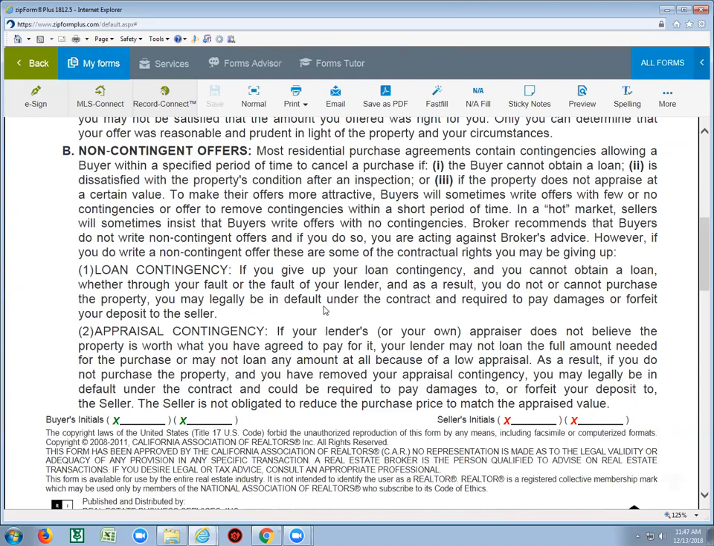So the broker recommends that buyers do not write a non-contingency offer, and if you do so, you are actually going against the broker's advice. I didn't force you to remove it; you want to get this property. I tell you, this is one strategy you can use, but it's your choice. Or when you offer over asking, the listing agent may counter that the buyer needs to remove the appraisal contingency. That means you cannot use the appraisal value to renegotiate or cancel the offer.